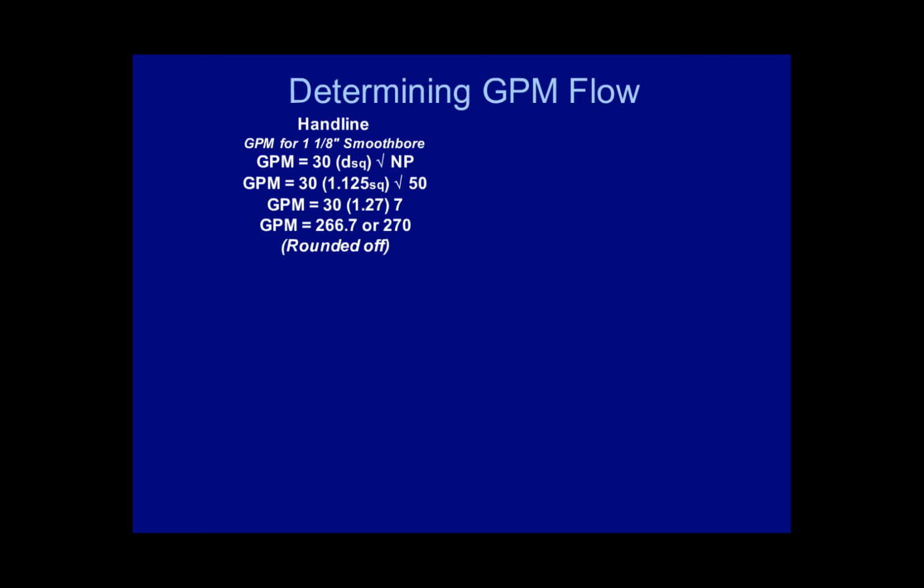The GPM in this case equals 30 times 1.125 squared times the square root of 50 for a hand line. GPM equals 30 times 1.27 times 7, and then this equals 266.7, or rounded off to 270 GPM for an 1 1/8" smoothbore tip.